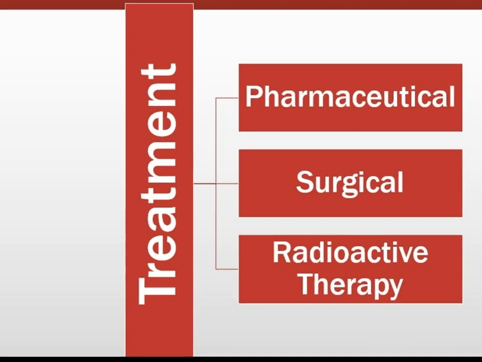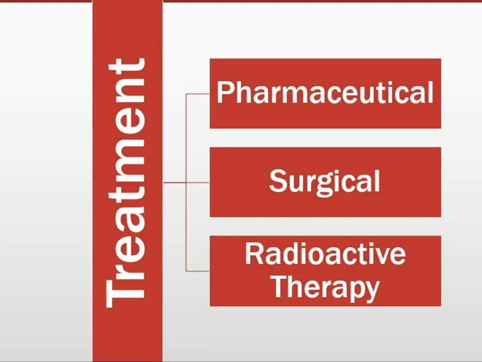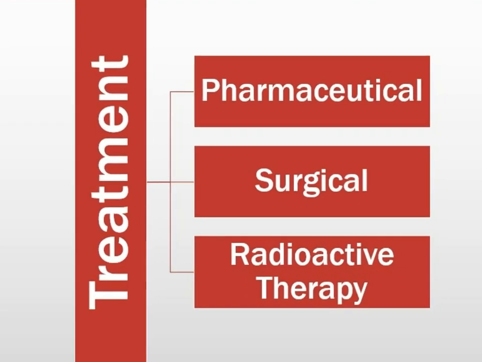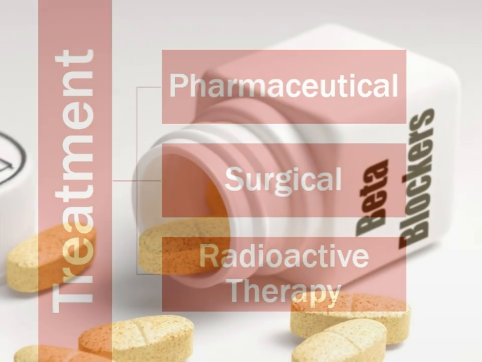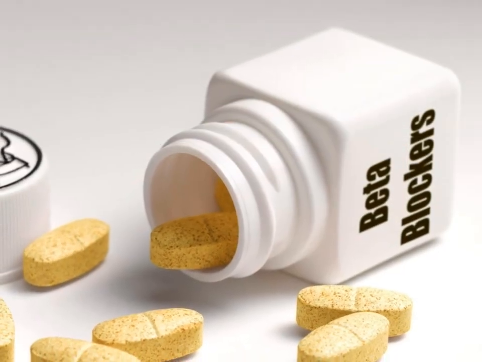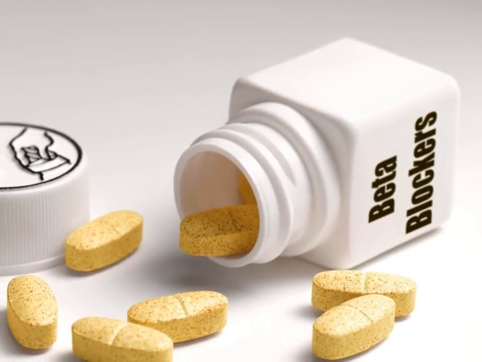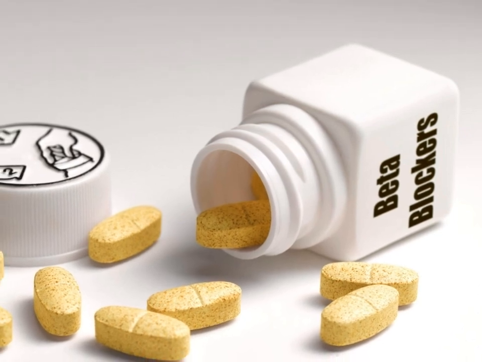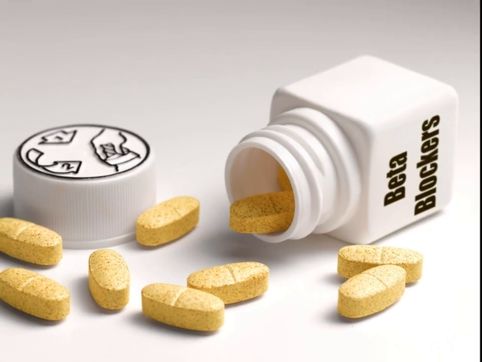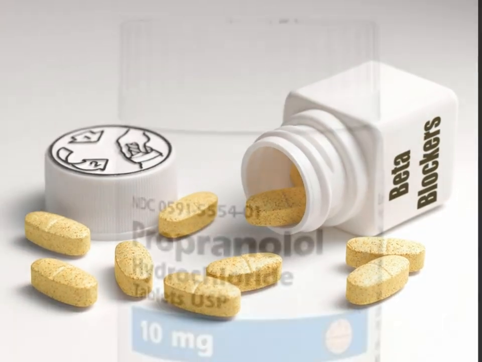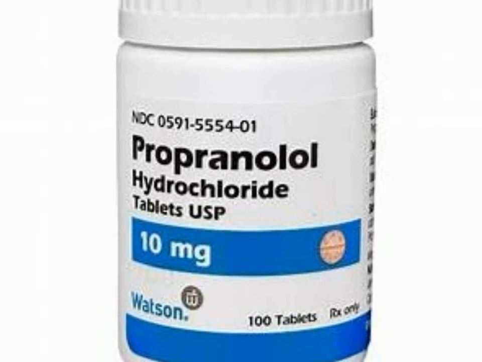Graves' disease is a lifelong condition which is treated by carefully maintaining the levels of thyroid hormones in the body. It can be treated using pharmaceutical, surgical, or radioactive therapy. The pharmaceutical treatment of Graves' disease include the administration of beta blockers and antithyroid medication. Beta blockers are the first line of defense in the treatment of Graves' disease. These medications decrease the heart rate until other treatment take effect. For example, propranolol and metoprolol.